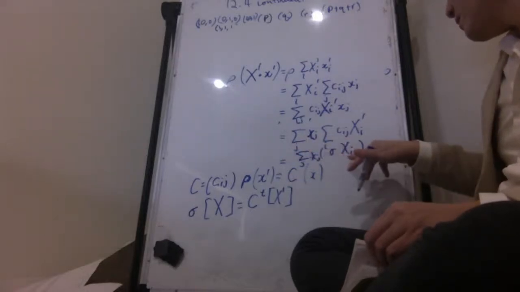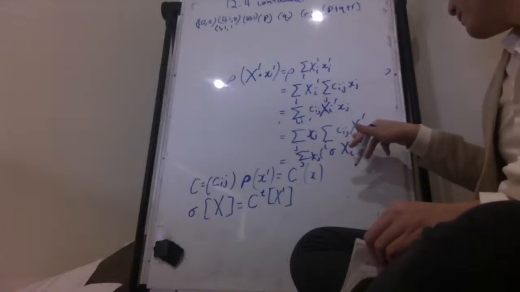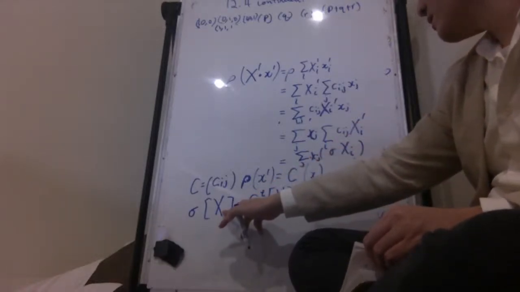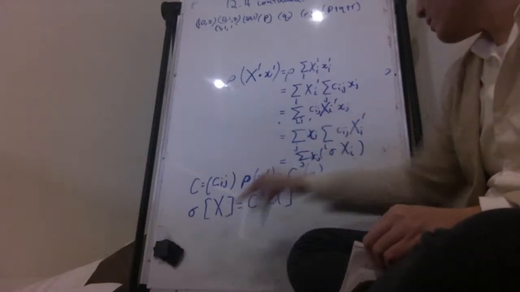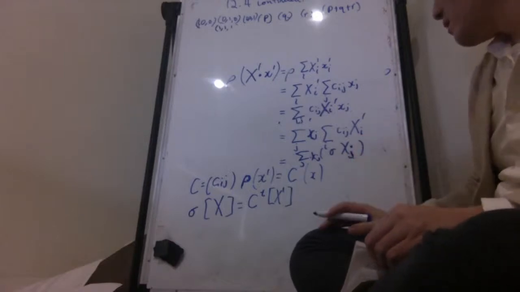Oh, it's not xi, xj, sorry. Yeah, it's the xjth term. So we're summing up the jth row. So it gives you the capital xj term, yeah? Okay.